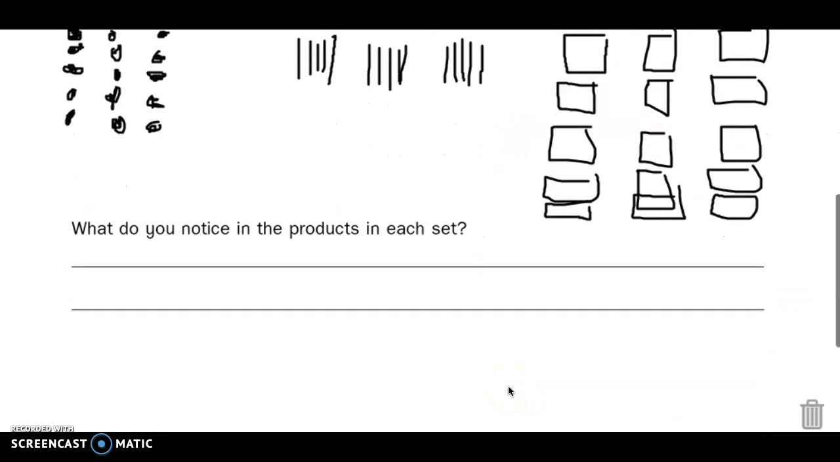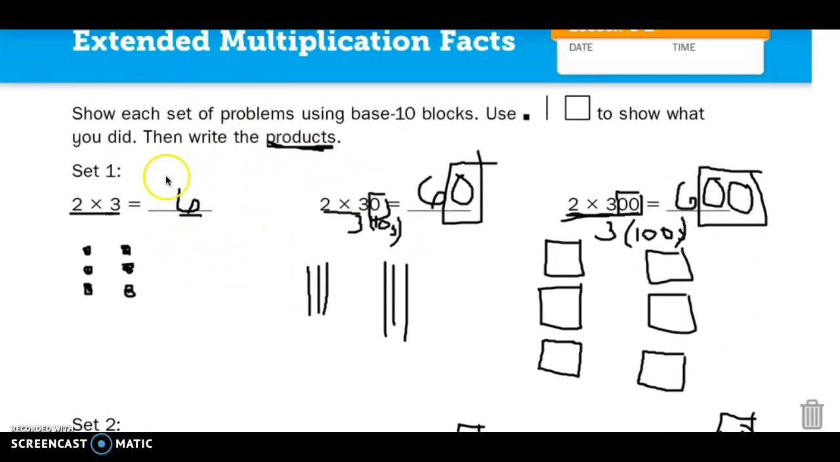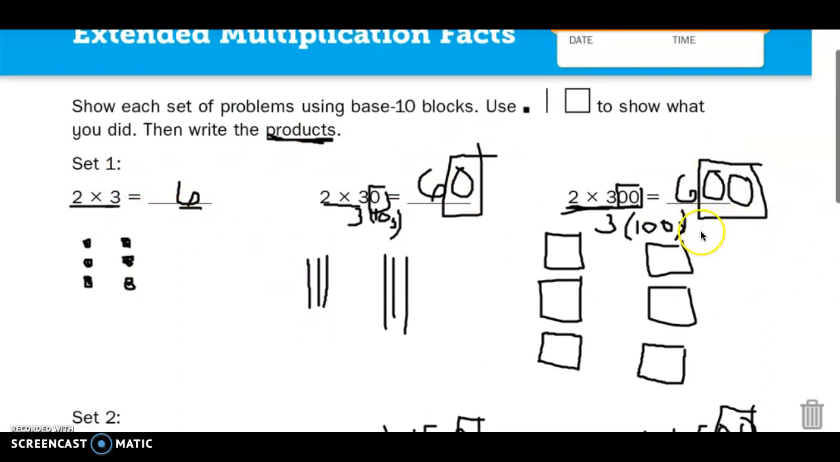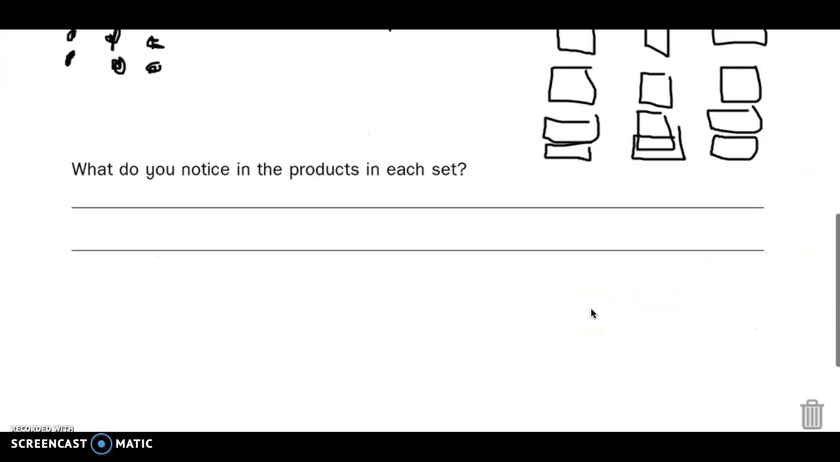Now, what I want you to do on your own is, what do you notice in the products in each set? So in set 1, we kind of talked about it. What are our products? Here are our 3 products. What do you notice about them? And in set 2, here are our products. And what do you notice about them? So write that on your own and join me on the next page.